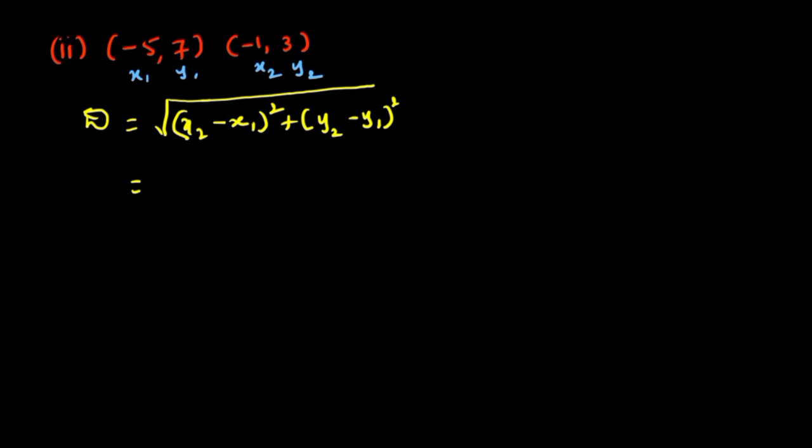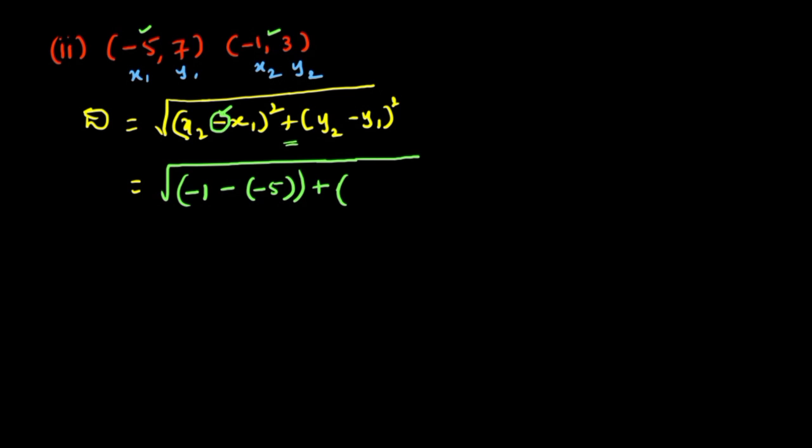So we write root of, what is x2? x2 is minus 1. In the formula we have minus, so that minus we write, and x1 is minus 5. Don't get confused here. x2 means minus 1, in the formula we have minus, that minus I wrote here, and x1 is given as minus 5, so that minus 5 I have also written. Now plus, in the formula we have a plus, so write this plus here, and y2 minus y1. What is y2 here? This is 3 minus the y1, which is 7, whole square.